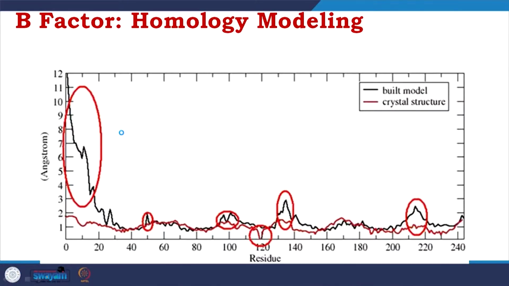This is a comparison of a crystal structure with a built model. You see, in most of the cases they do agree with the crystal structure, but at the initial few residues they show disorder in the homology model structure. Comparing the B factor is one way to check the validity of a homology model if you have the corresponding crystal structure.